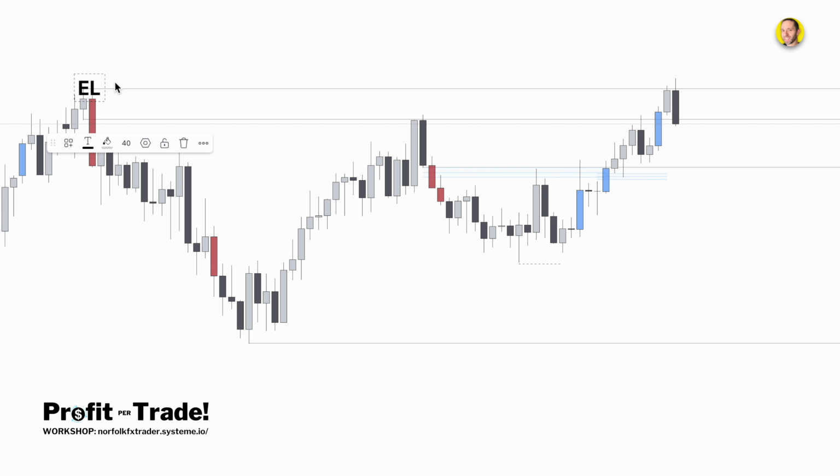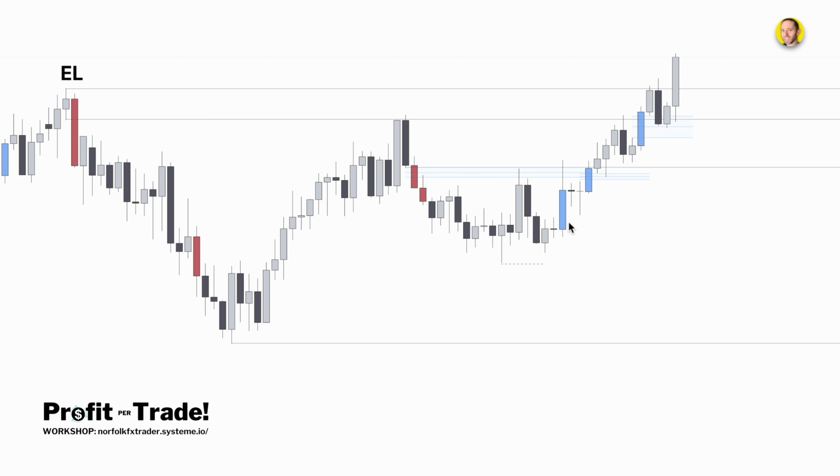Let's just do EL. Okay, so external liquidity sits above this high, and we have internal liquidity within these candles. So I'm still looking for a push through, but we could see this new area of imbalance, holding price and pushing it higher once again. So we do, and we push higher.